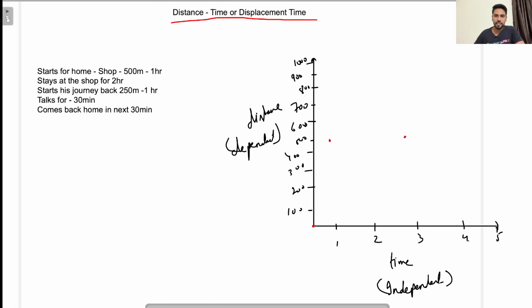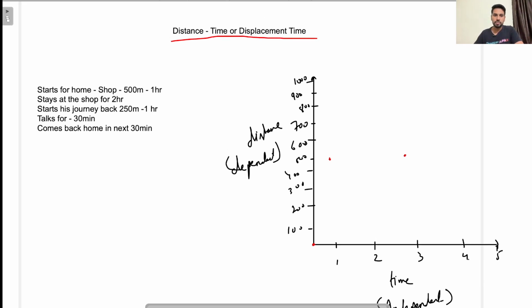Okay, so in the third hour he is in the shop. Now he begins his journey. In the next 1 hour he travels 250 meter more. I would say that in the fourth hour he has reached a distance of 750, because 500 plus 250 is 750.